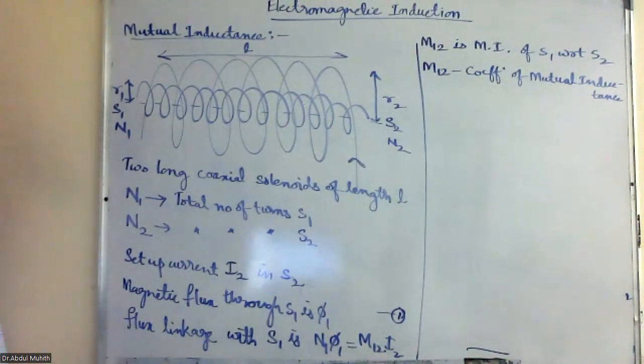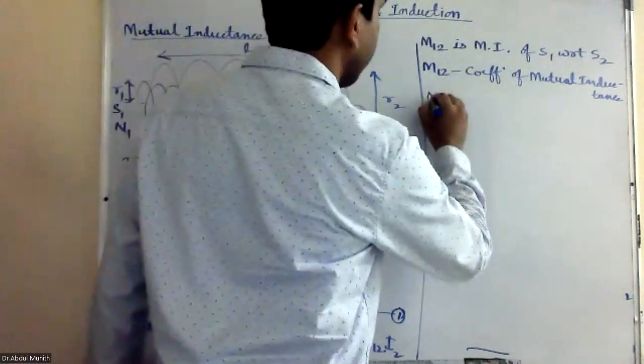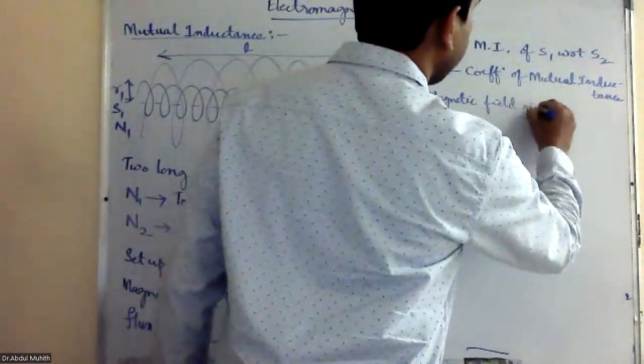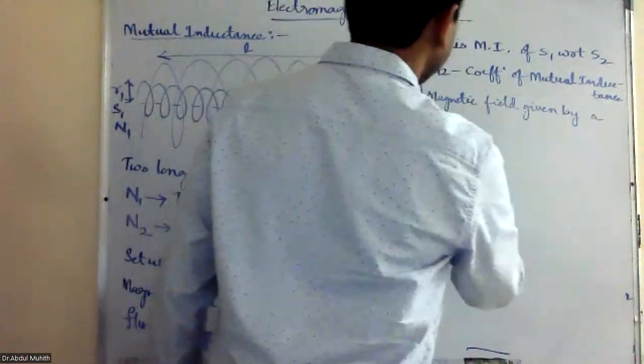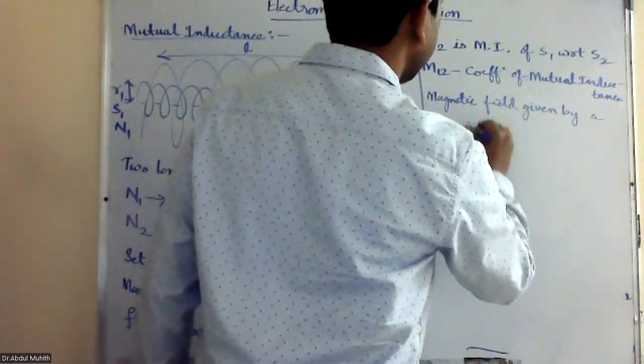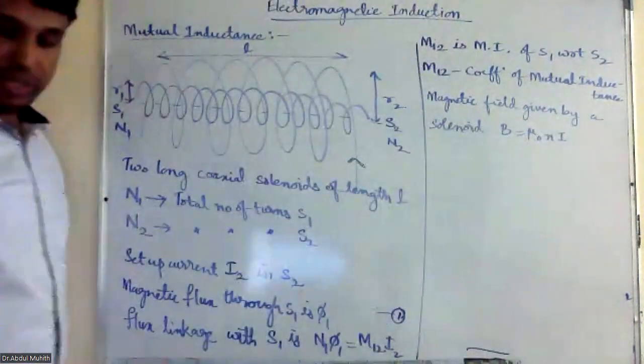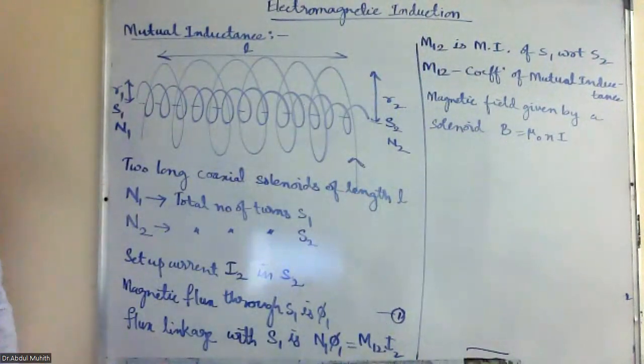So now what happens here? The magnetic field due to a solenoid is given by B equal to mu 0 n i, where n is the number of turns per unit length. Mu 0 n i is the formula for the magnetic field around a solenoid.